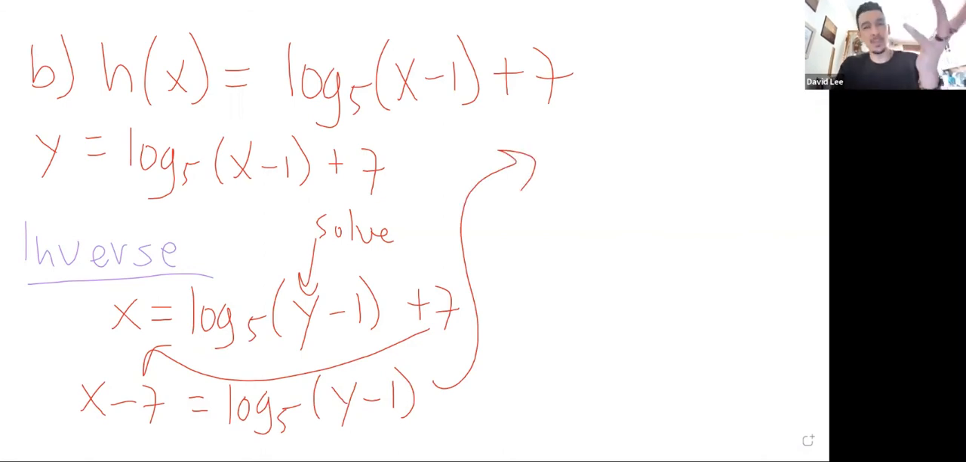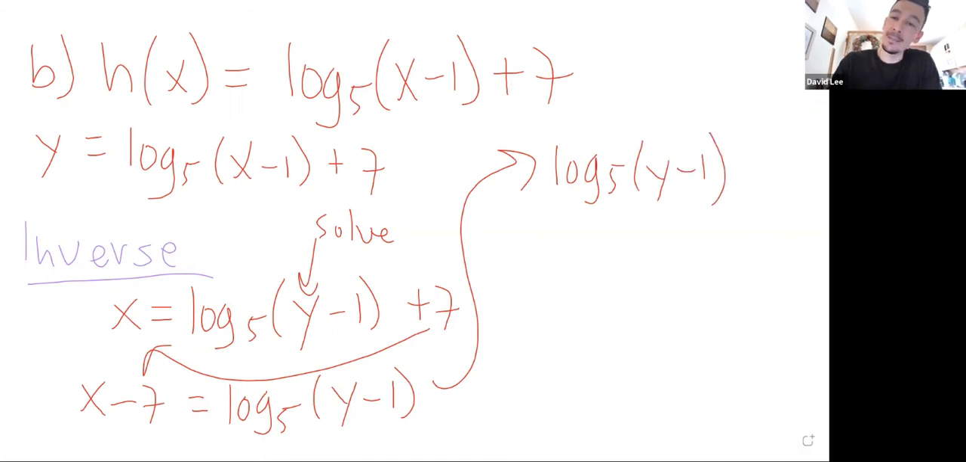And then maybe I can switch the order. I like to have the variable that I'm trying to solve for on the left-hand side. So let me put the log piece on the left. And I'll leave the stuff with x's on the right.